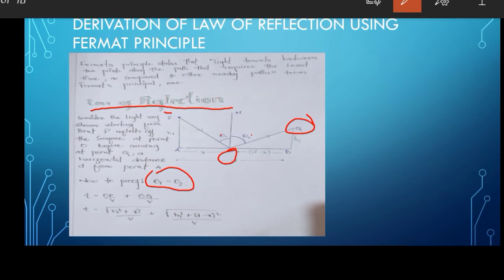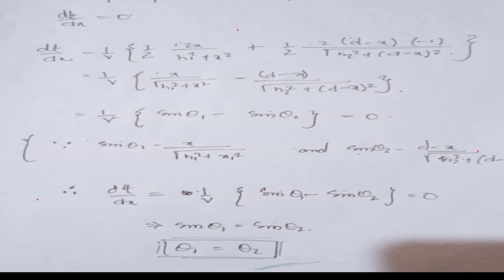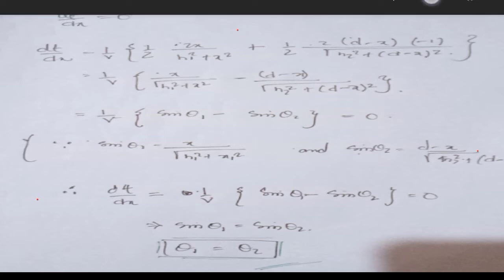T is equal to OP by V plus OQ by V, and by Pythagoras theorem we get this equation 1. After this, we know from Fermat's principle that dt by dx is equal to 0, and we differentiate dt by dx and we get these values.